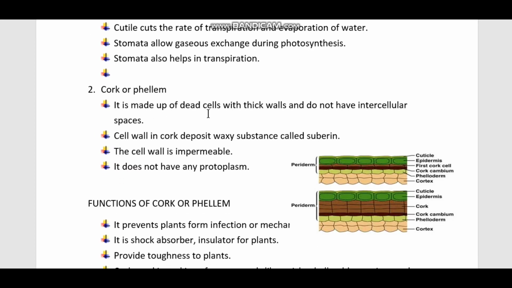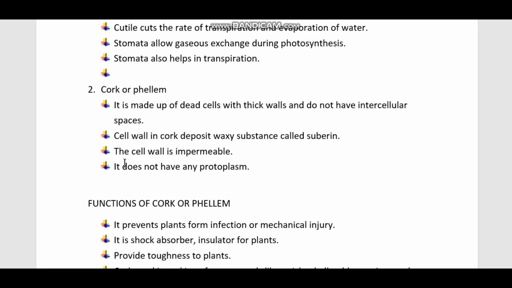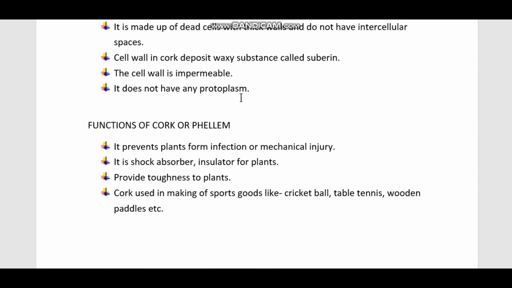The second, cork, is made up of dead cells. It is not living cells, it is dead cells with thick walls and no intercellular spaces. They don't have spaces between cells. The cell wall in cork deposits a waxy substance called suberin. The cell wall is impermeable. It does not have any protoplasm. Protoplasm is a jelly-like substance present inside the cell.